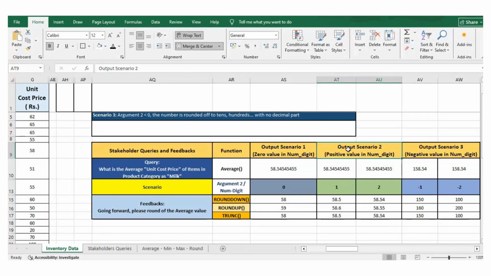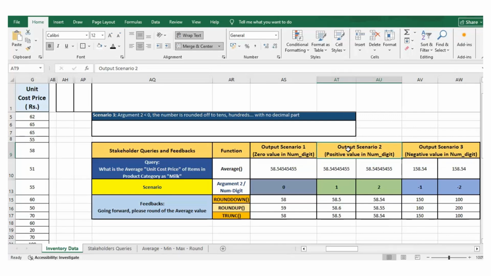Here we have taken two examples. In example 1, num_digit is assigned a value of 1. In example 2, the num_digit is assigned a value of 2. The input is the same average unit cost price from the last session. Now let us understand the significance of 1 and 2 here.